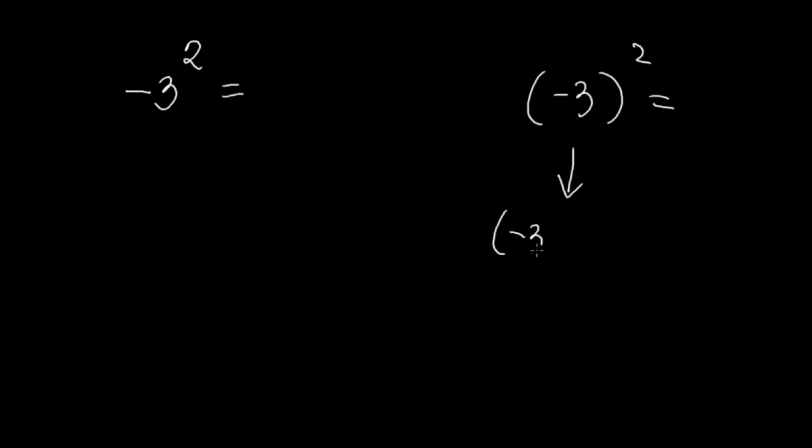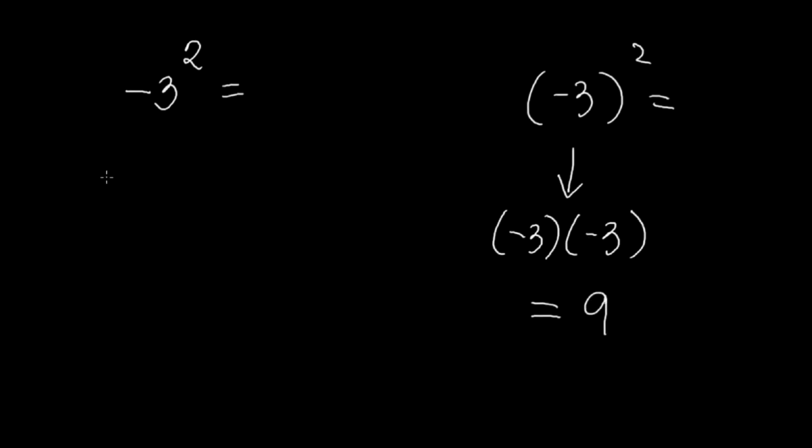This is a question for you. What is the value of negative 3 squared? What is that equal to? Now, on the other hand, what about negative 3 squared within a parenthesis? Let me explain this part. Negative 3 squared is basically negative 3 times negative 3. We have two of them, so this is equal to positive 9.